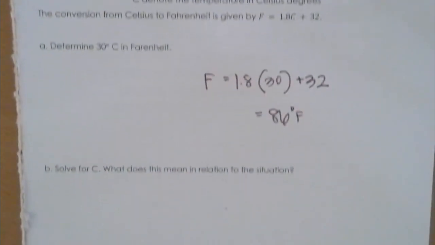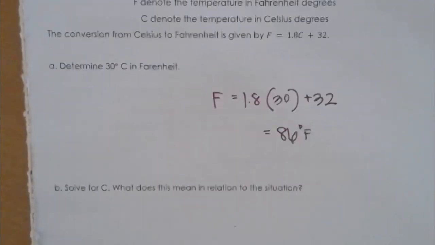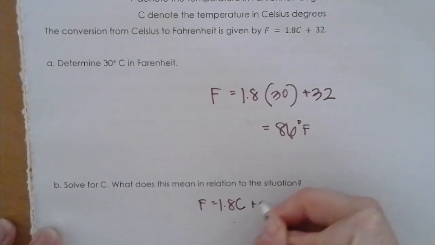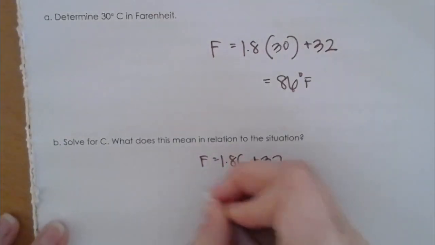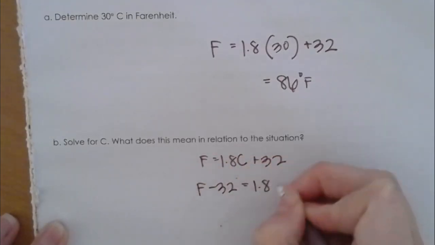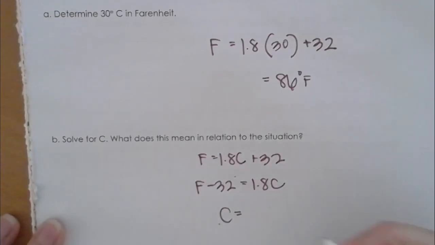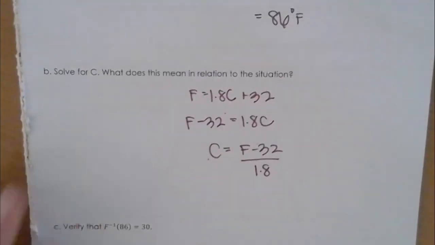Next one says solve for C. What does this mean in relation to the situation? So if I take my F equals 1.8 C plus 32, if I solve for the C, I would subtract 32, so I'd have F minus 32 equals 1.8 C. And then I would divide everything by 1.8. So C equals F minus 32 divided by 1.8. And you can just leave it like that. Make sure you're dividing everything by 1.8.